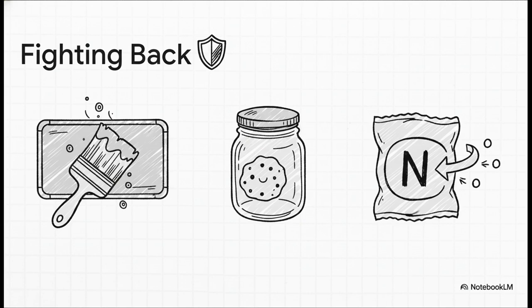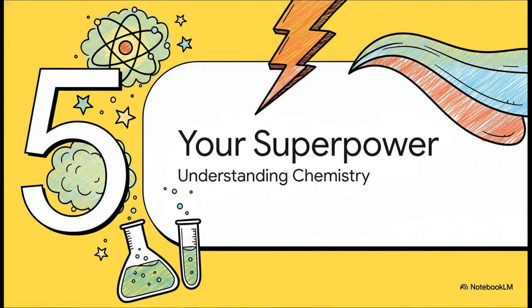But the cool thing is, because we understand the chemistry behind it, we know how to fight back. We can paint metal surfaces to keep the oxygen away. We can store our food in airtight containers. And chip companies, they even flush their bags with nitrogen gas to push all the oxygen out and keep those chips perfectly fresh.